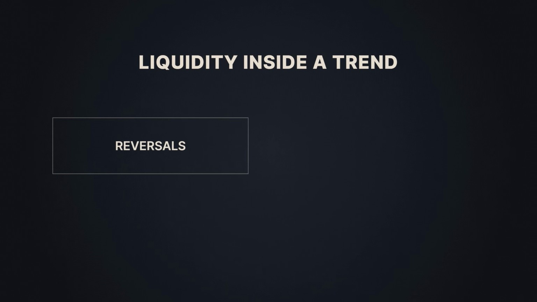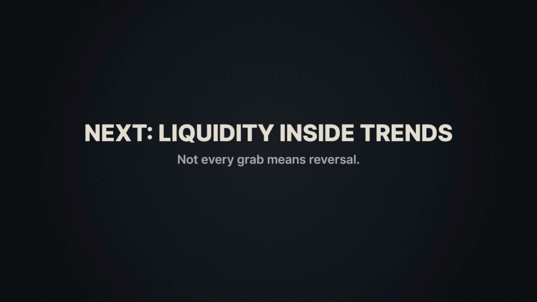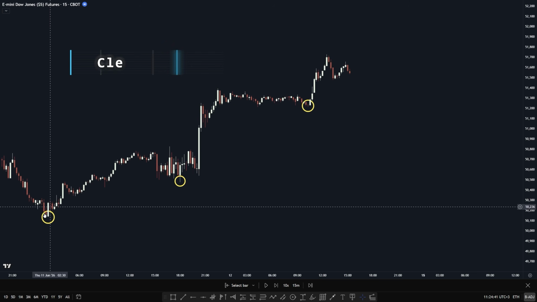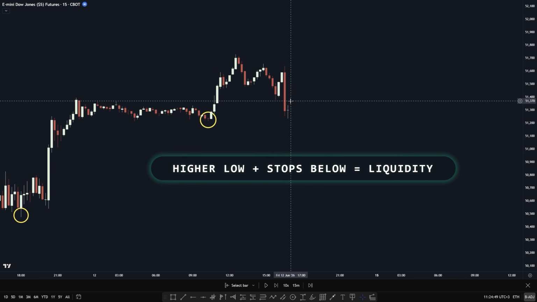Now let's bring the full map together with another example that shows liquidity inside a trend, not just at reversals. So look at this clean uptrend. Price pulls back and creates a higher low. Traders buy that dip, and many of their stops sit below that low.